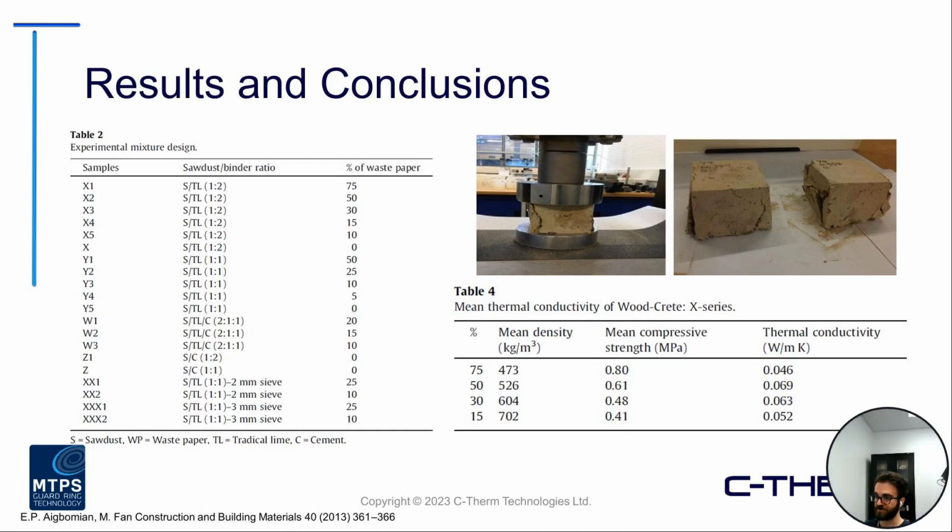So kind of looking at some results here. There was, again, a range of different materials or samples investigated, those that had different amounts of sawdust, waste paper, tradical lime, and they did actually incorporate some traditional cement into some of these as well as a comparison. The mean thermal conductivity of the Wood-Crete X series was reported in the paper. They didn't have thermal conductivity for all samples, but as we can see, overall, some fairly low thermal conductivity values on the right there, again, indicative of good insulative performance of these samples.